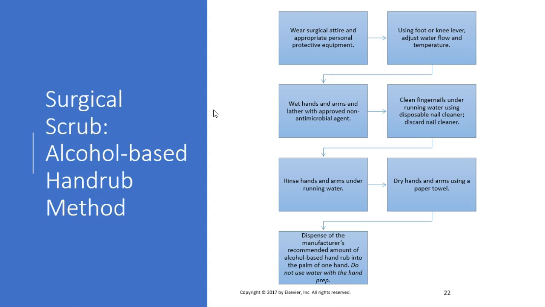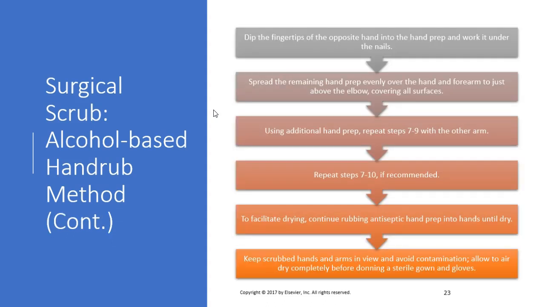So rinse hands and arms under water, dry hands and arms using paper towel, dispense the manufacturer's recommended amount of alcohol rub into the palm of the hands. Do not use water with the hand prep. Dip the fingers of the opposite hand into the hand prep and work into a lather. Work it under the nails. Spread the remaining hand prep evenly over the hands and forearm just above the elbows.